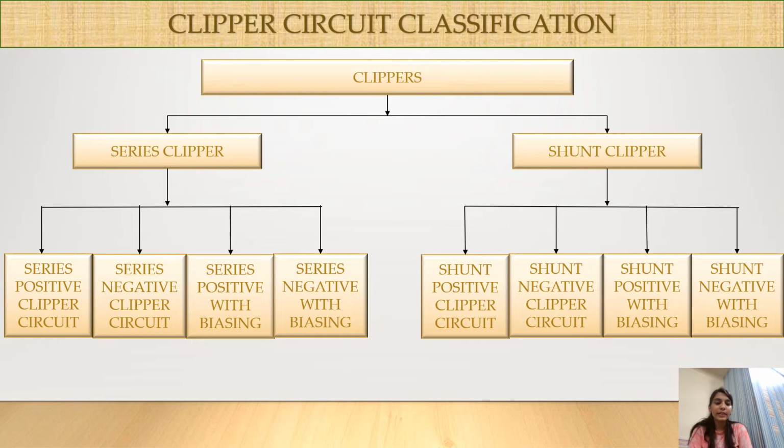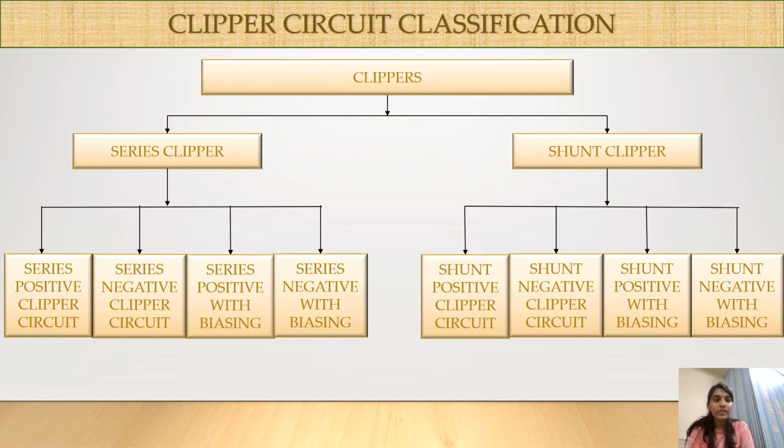Now the shunt clipper. In a shunt clipper, the diode is connected in parallel with the output. The input signal appears at the output when the diode is blocking, as opposed to the series clipper. The shunt clippers are divided into four parts: shunt positive clipper circuit, shunt negative clipper circuit, shunt positive with biasing, and shunt negative with biasing.